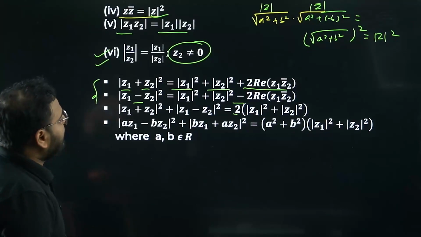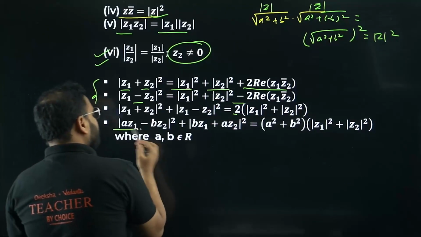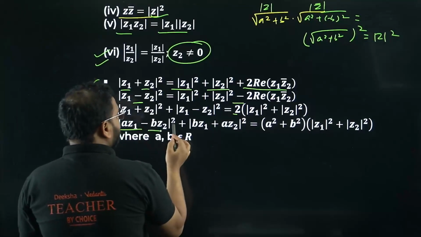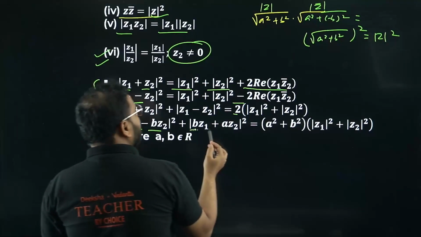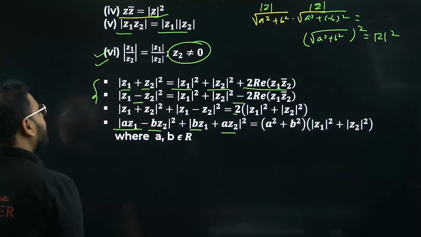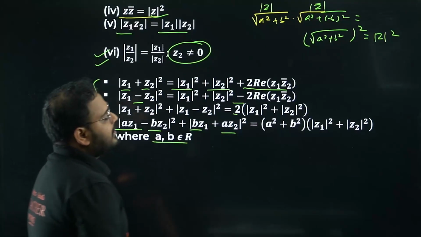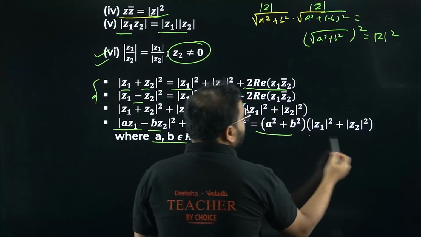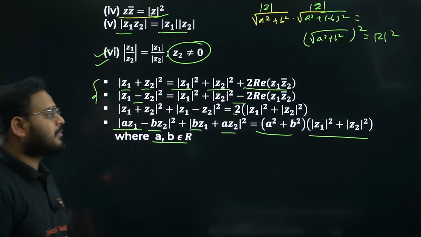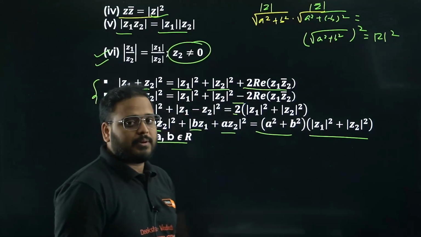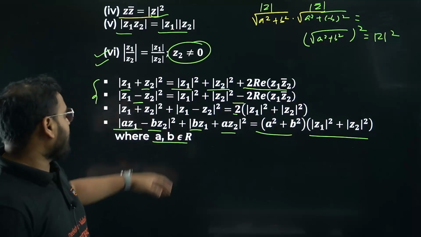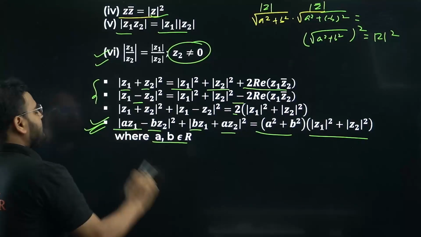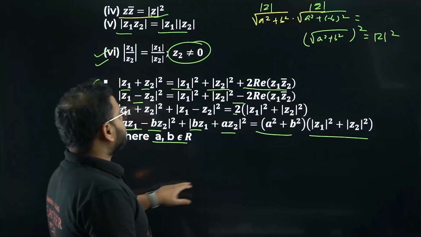Next, what we have? az1 minus bz2 the whole square plus bz1 minus az2 the whole square, where a and b are real numbers. It will become equal to a square plus b square times mod of z1 square plus mod of z2 square. I have taken a question on this property today, you'll see. Let's move on now.